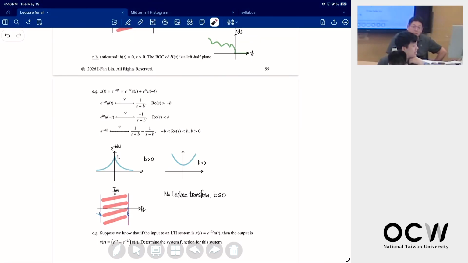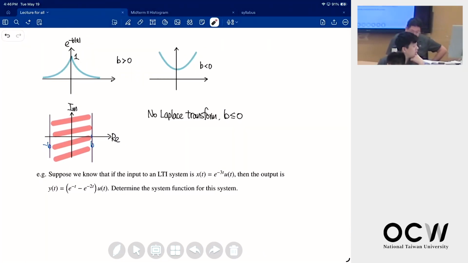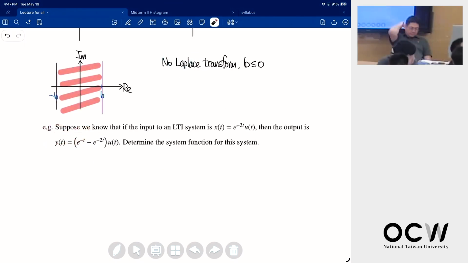Next, let's see how we use the Laplace transform to analyze the system. Suppose I just know the input and the output, and I know that it's an LTI system. I have the input to the LTI system, and I got the output. I want to determine the system function.